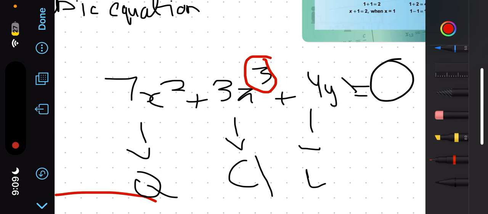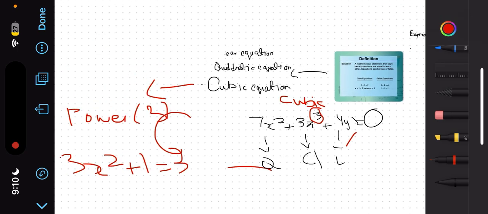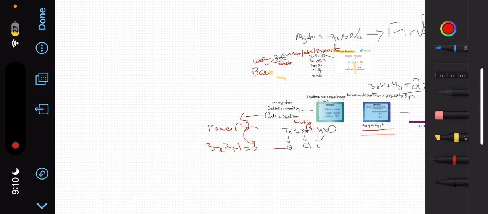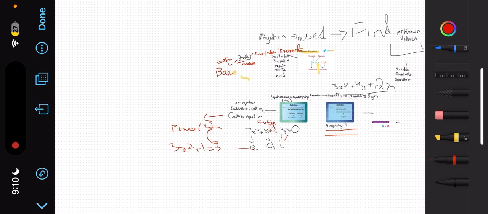Here 3 is the biggest, so it will be a cubic equation. You have to see the biggest power or index in the equation, and the biggest power will be the type of the equation. For example, here 3 was the biggest power. So the answer is cubic equation. I hope it is clear now what a linear equation, cubic equation and quadratic equation are.